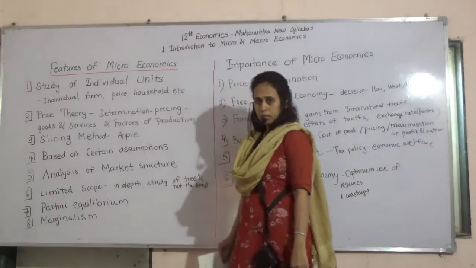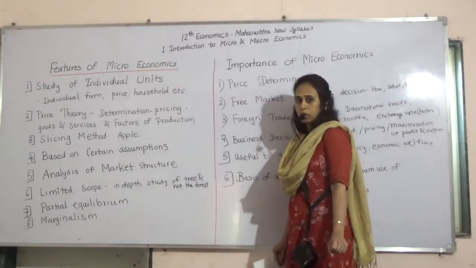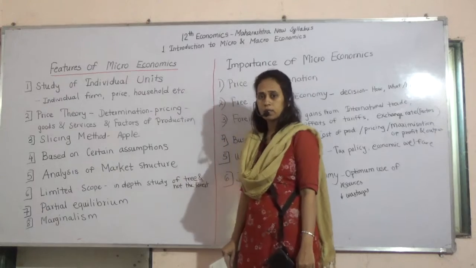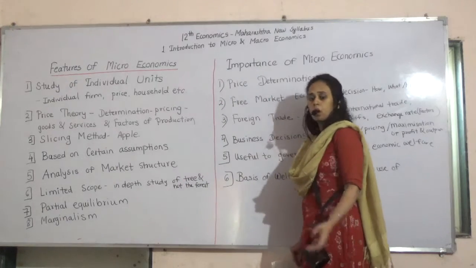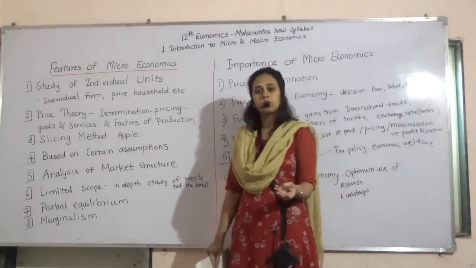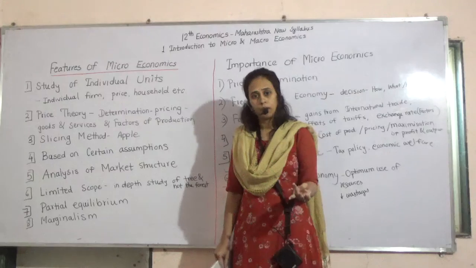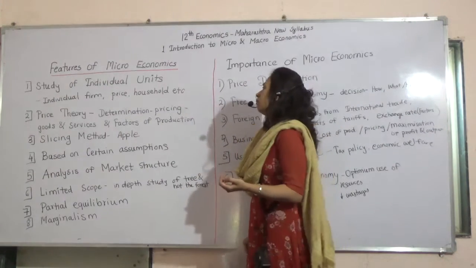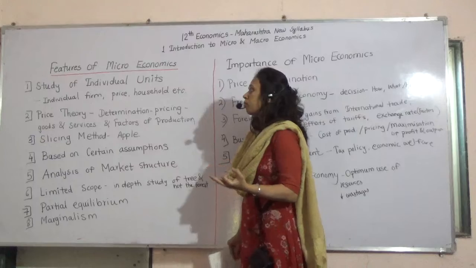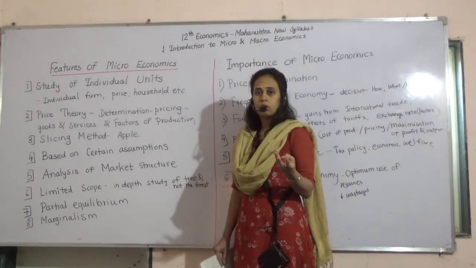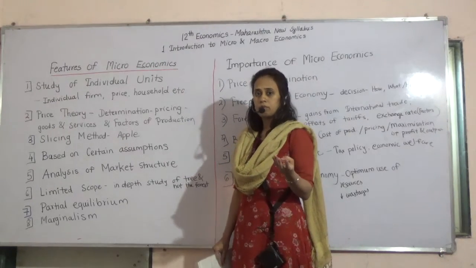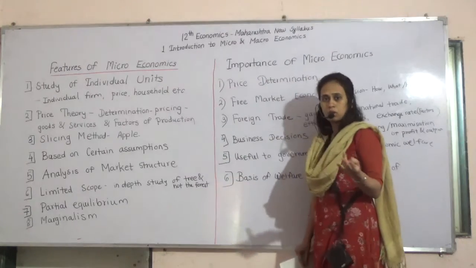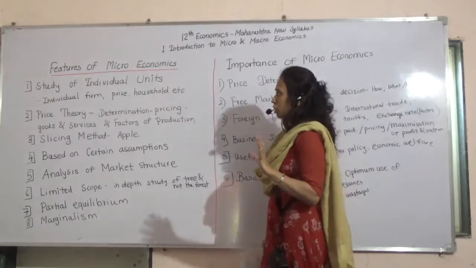We have already discussed that micro means small. It came from the Greek word mikros, M-I-K-R-O-S, which means small. The first time these two concepts, micro and macro, were introduced was by Ragnar Frisch. Then in scope we studied that it covers factor pricing, pricing of goods and services, welfare economics, and efficiency. We have made that chart also.